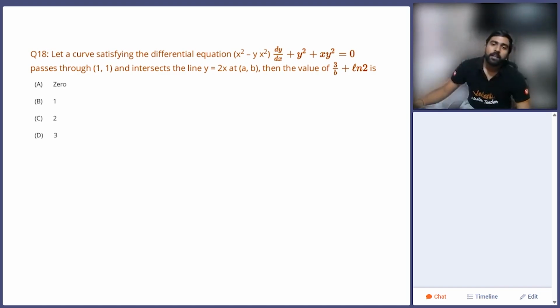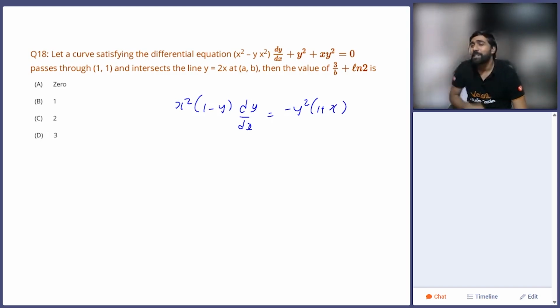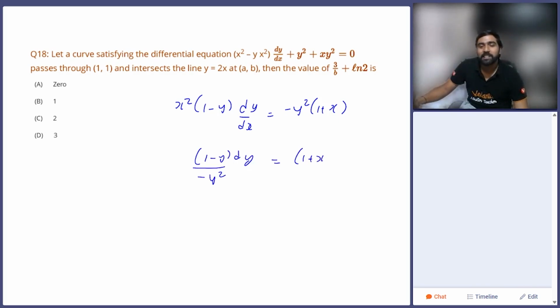Very well. Okay. So guys, can you observe one thing over here that x square into 1 minus y dy by dx is equal to minus y square into 1 plus x. This is actually coming out to be a beautiful surprise of variable separable form. Very rarely seen, as it's a way too easy of a form over here. Upon minus y square equals to 1 plus x upon x square into dx.